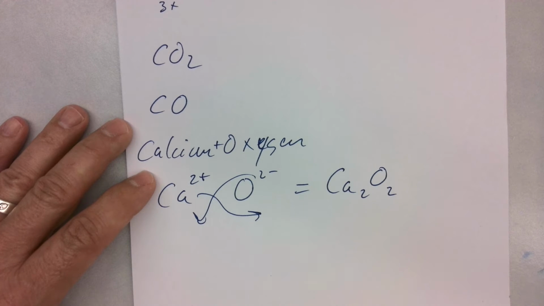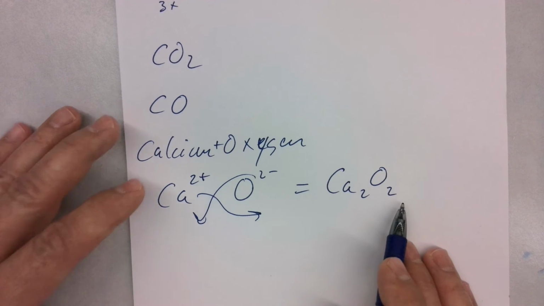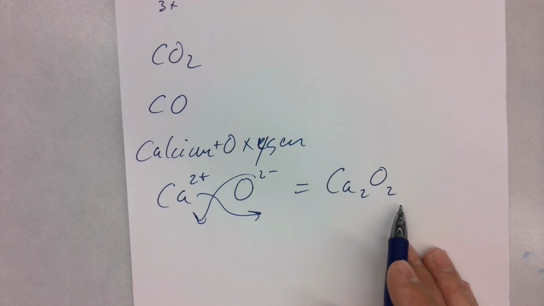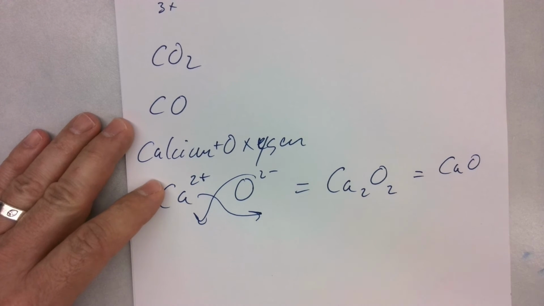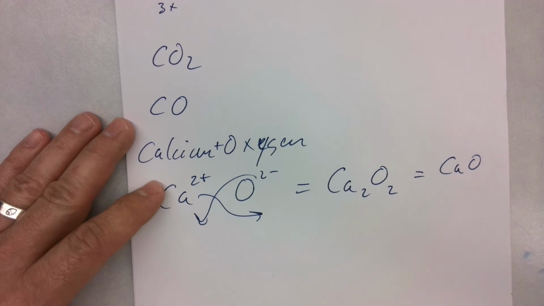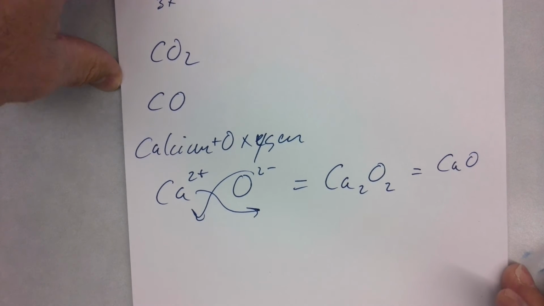Anybody know why you would get it wrong? Nobody? Because this is like a fraction. If you had me for math, a fraction that is not reduced is wrong. So what would the answer really be? CaO. So now if I go backwards, it doesn't always work. But that is a good idea. Does that make sense? Okay.